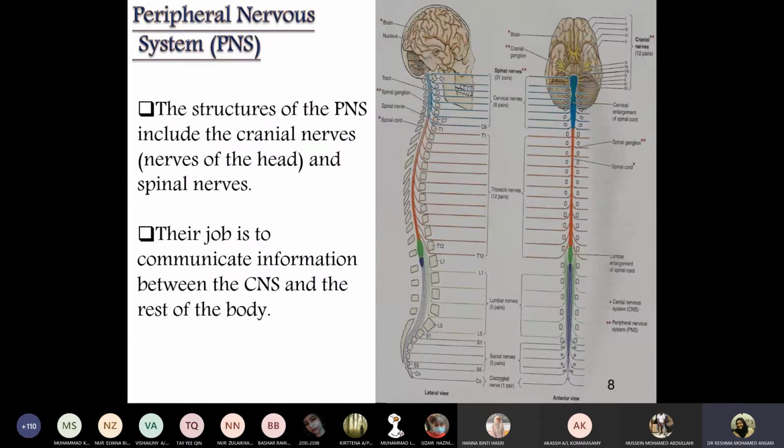Now we come to the peripheral nervous system, which is nothing but your afferent and your motor or efferent. Its structures include cranial nerves and spinal nerves. How many cranial nerves do you have? 12. Yes, we have 12 pairs of cranial nerves. Good. The function of the cranial nerves and the spinal nerves is to communicate information between the rest of the body and the central nervous system, where the orders are given.